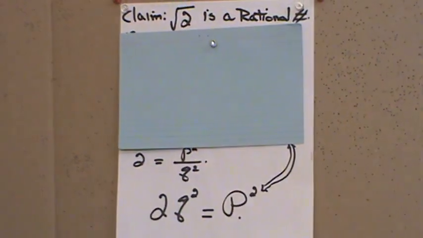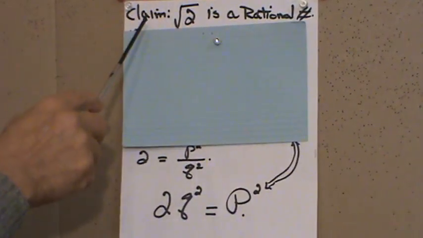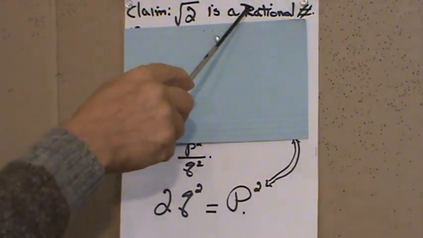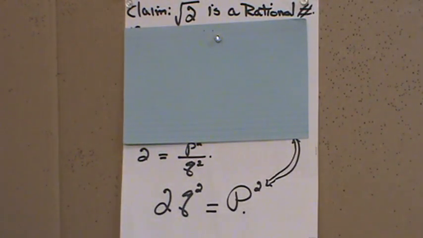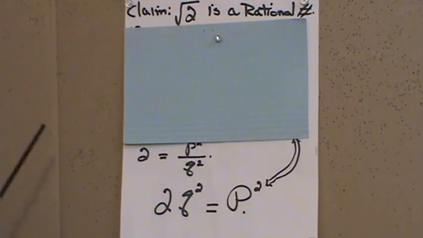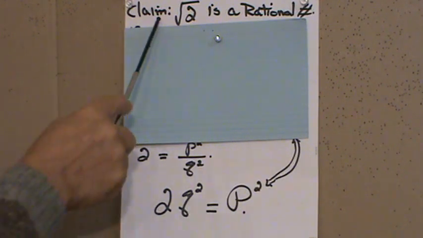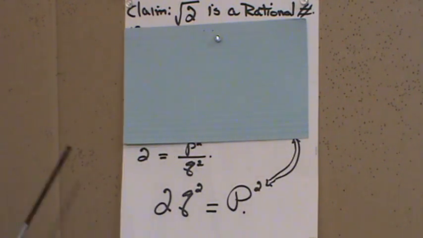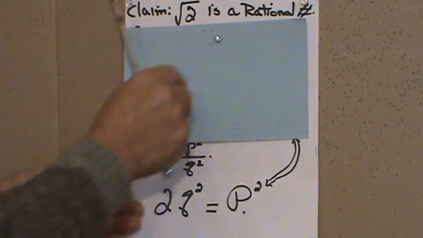Now this is our claim. We claim the square root of 2 is a rational number. This is a statement. The square root of 2 is a rational number. It's either true or else false, so it cannot be both. This is a mathematical statement, as we talked about in the previous lecture.